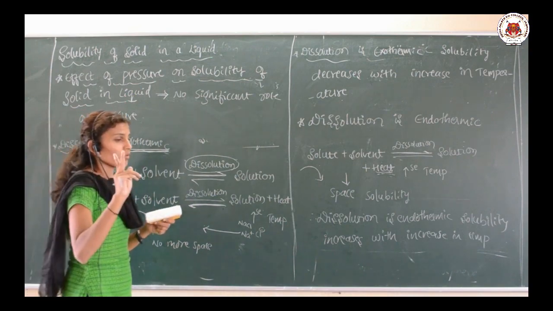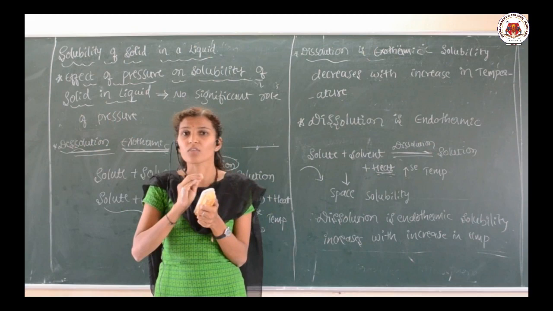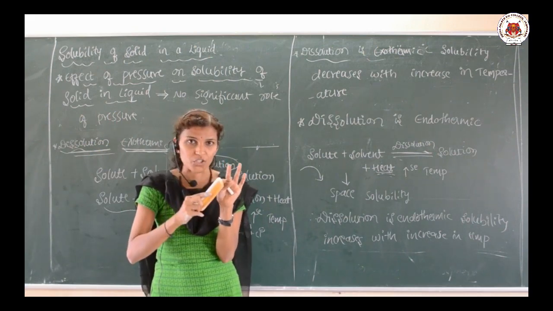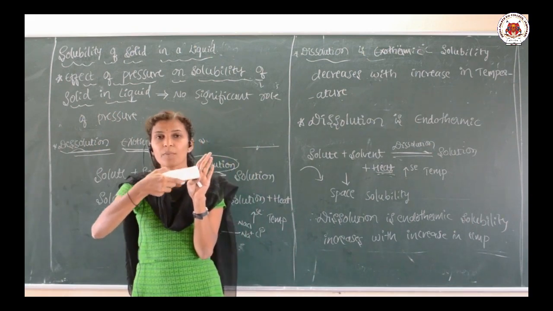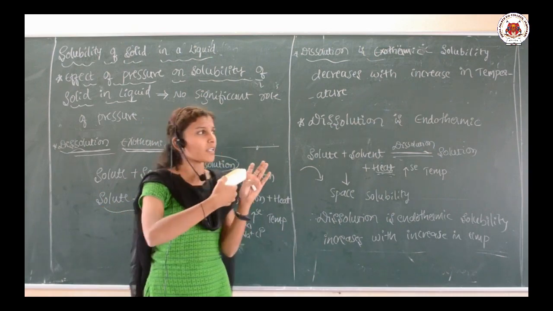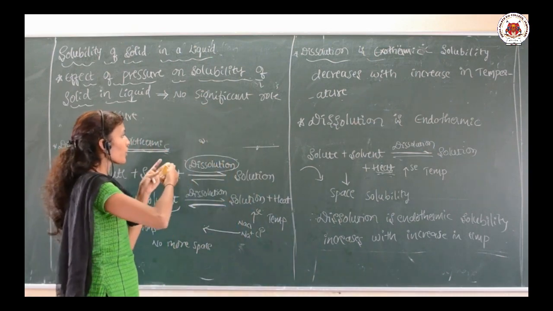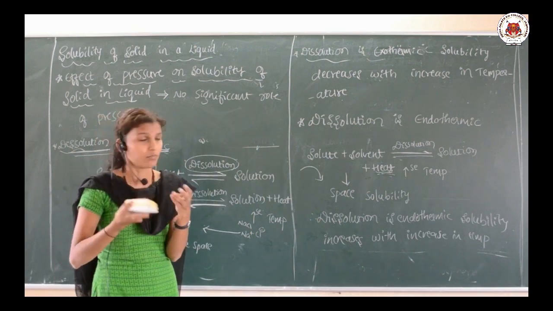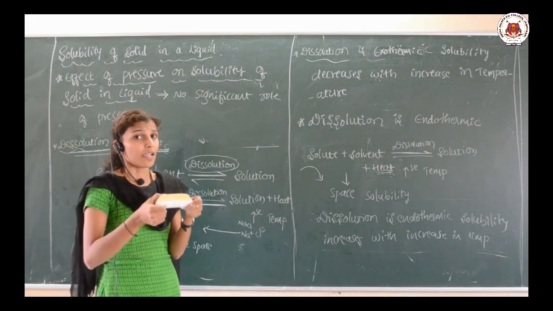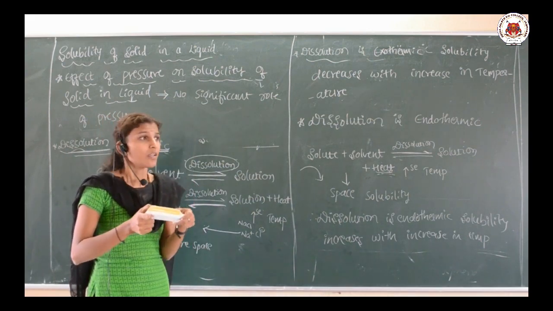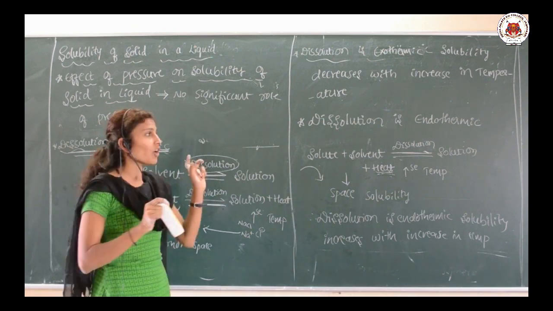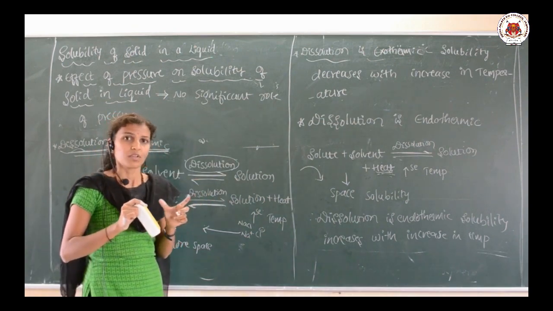So, the two things which affect the solubility of a solid in a liquid, first one is temperature, second one is the pressure. How does the temperature act? It depends upon whether the dissolution is exothermic or endothermic. Okay, and when we come to the pressure, pressure does not have any significant role because solids and liquids are highly incompressible. Okay, so this is how we can explain the concept. I hope all of you understood this concept. Okay, thank you.